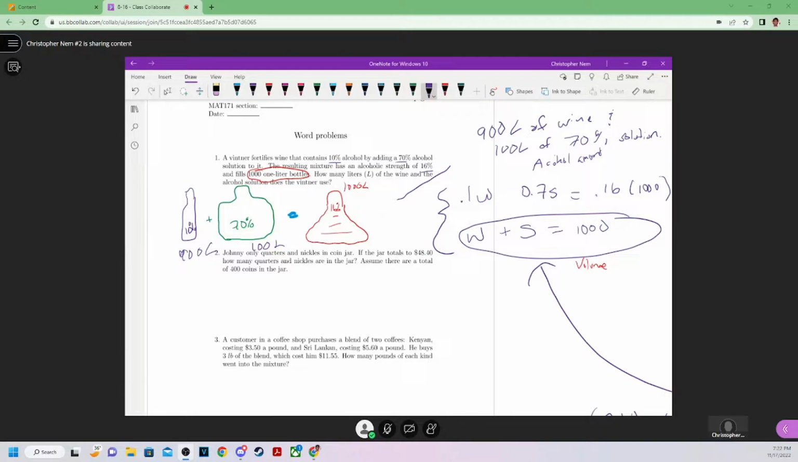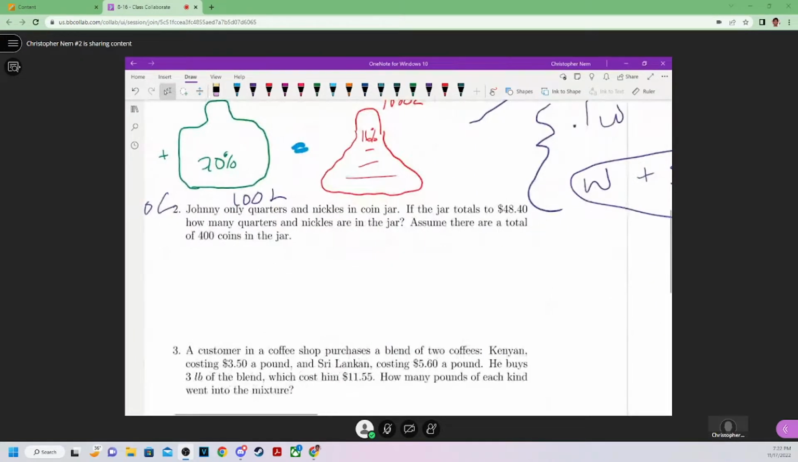So, that's the first type of word problem that we need to be able to answer, these mixture types. Now we go into another one that I find very interesting. When I was looking through your textbooks, it doesn't really talk about this type of word problem, but I think it should be a staple. So, Johnny has only quarters and nickels in his coin jar. If the coin jar totals $48.40, how many quarters and nickels are in the jar? Assume there are a total of 400 coins in the jar.